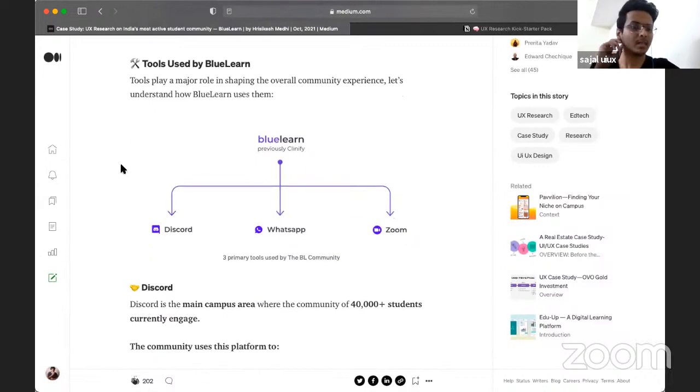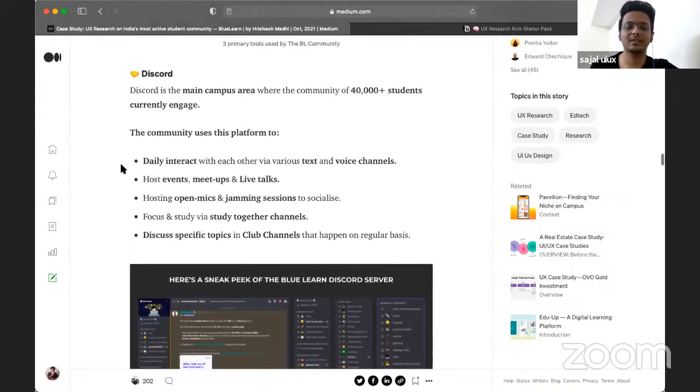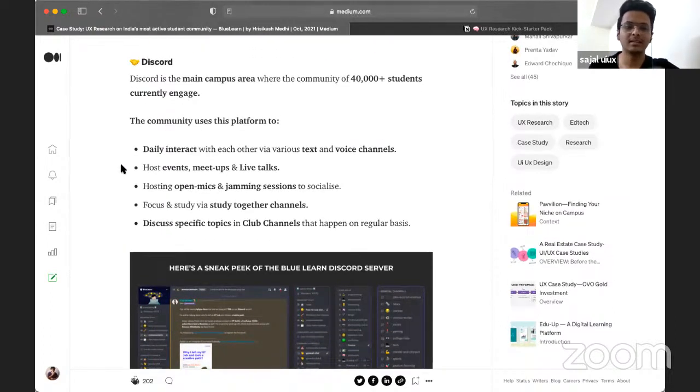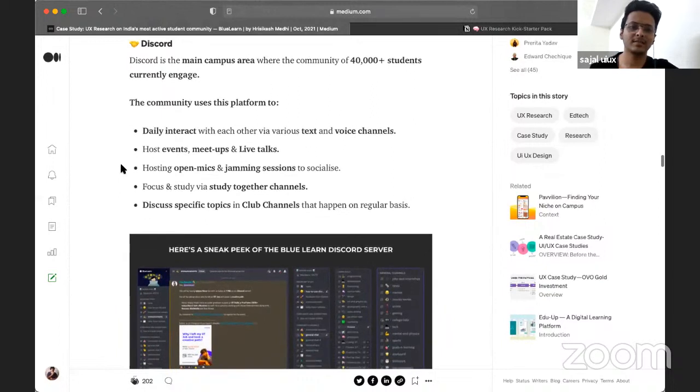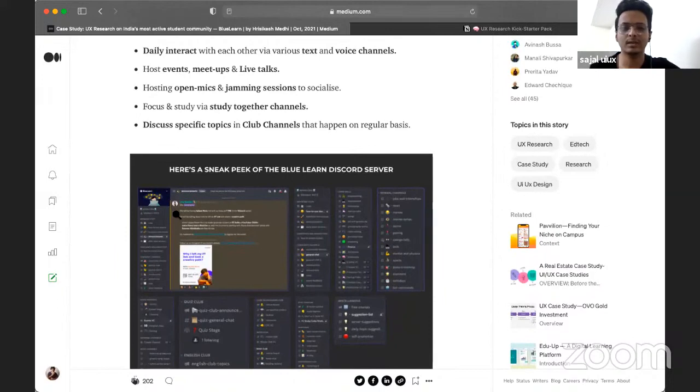The next thing we focused on was the platforms or tools which BlueLearn used to shape this community experience. We discovered that BlueLearn uses three major platforms: Discord, WhatsApp, and Zoom, right? The first and major one is Discord, which is the main campus area, and it has around 40,000 plus students, which is very huge. Then we went on explaining these points for the reader. As you guys already know, I'll skip that part.